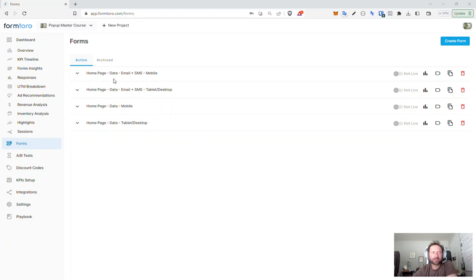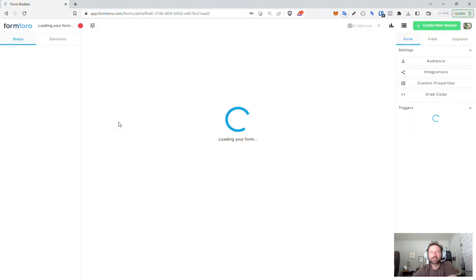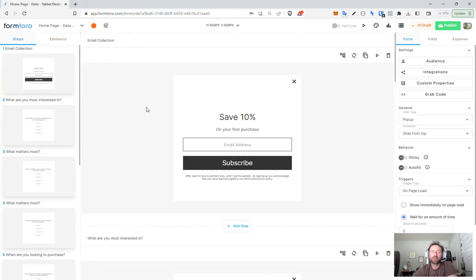So these are our same homepage. We have one for mobile, we have email and SMS, and we just have normal email. I'm still a big proponent of just email because I care more about data than I do an SMS number and a point of contact. But let's take a look. So this one has no SMS in it. So this is a multi-step form.